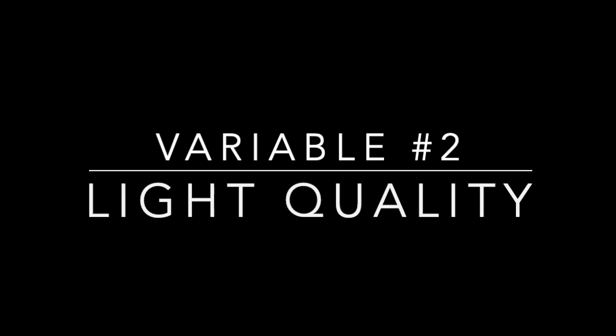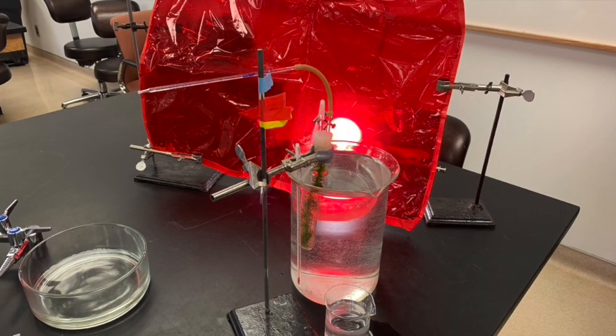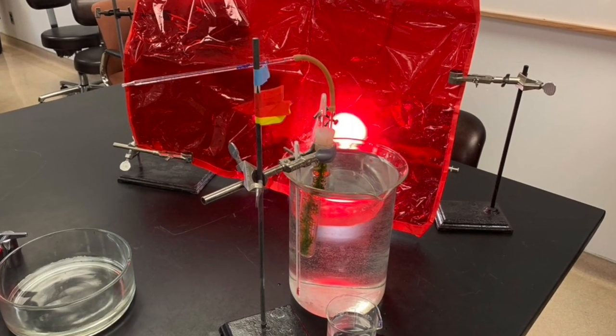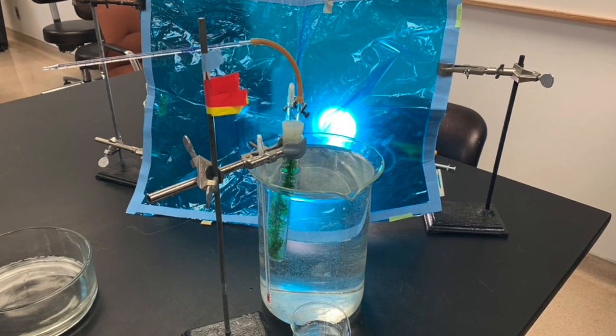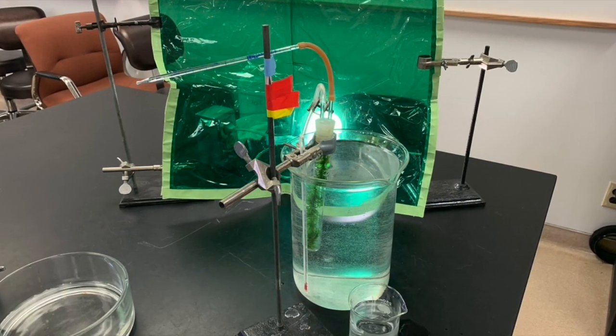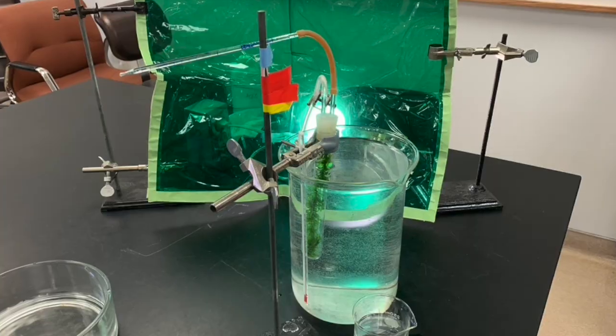So moving on to the next part of our experiment, the second variable we will manipulate is light quality. And to do this, we are going to run 10-minute comparative tests with red, blue, and green colored filters while still keeping the light at a standard distance of 30 centimeters from our Elodea setup, and we're going to keep the temperature constant as well.